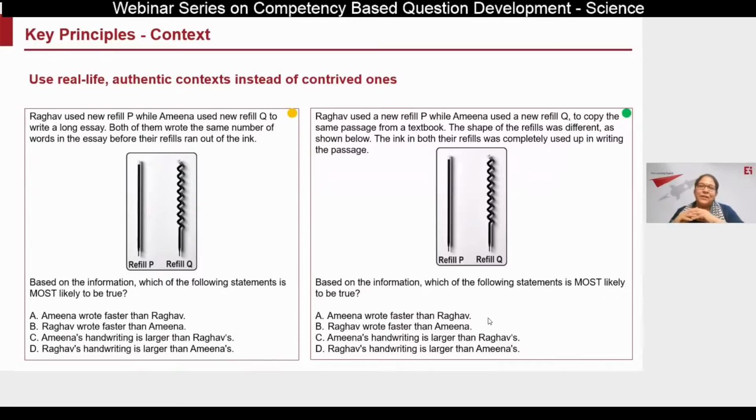Now, when 2 people copy the passage, the number of words doesn't change, right? So very small changes, but the questions become more authentic, real life, and less contrived or makeshift, the kind we create around situations at times. That can be avoided.